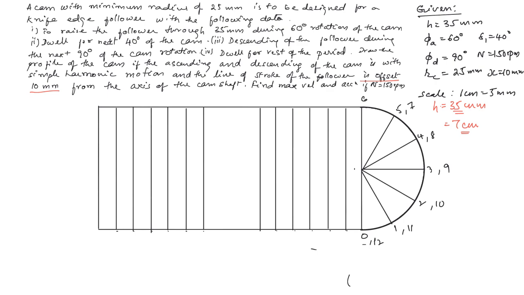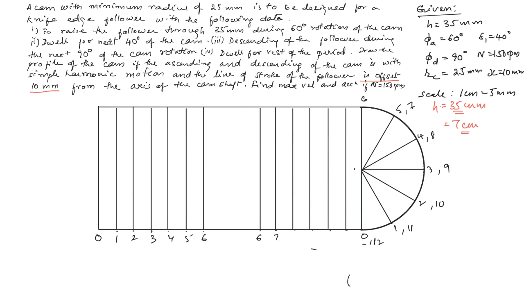The ascent will go from 0, 1, 2, 3, 4, 5, 6. Then descent must come in the reverse direction. So after 6 we have 7, 8, 9, 10, 11. We use the same semicircle to draw both the ascent and descent. Now we will number the displacement diagram on the x-axis also: 0, 1, 2, 3, 4, 5, 6.